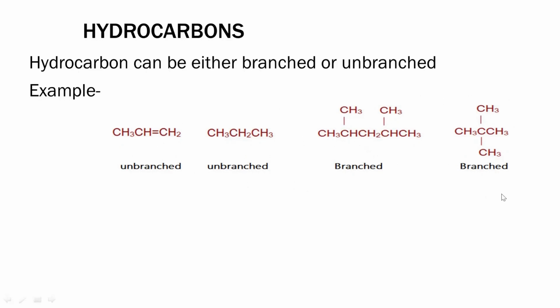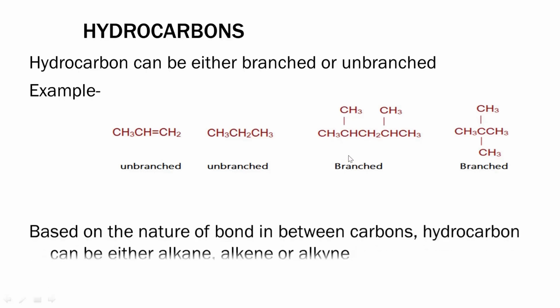We can easily tell whether a compound is branched or not by looking at it. In an unbranched compound, no carbon is connected with 3 or more carbons. In the case of a branched one, at least one carbon must be connected with at least 3 other carbons. Then we call it a branched compound.